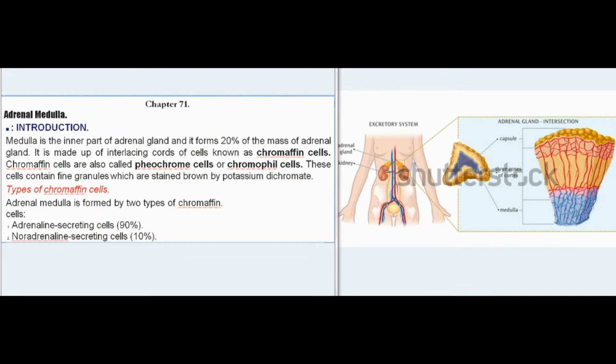Chapter 71. Adrenal Medulla. Introduction. Medulla is the inner part of adrenal gland and it forms 20% of the mass of adrenal gland. It is made up of interlacing cords of cells known as chromaffin cells. Chromaffin cells are also called pheochrome cells or chromophil cells. These cells contain fine granules which are stained brown by potassium dichromate.